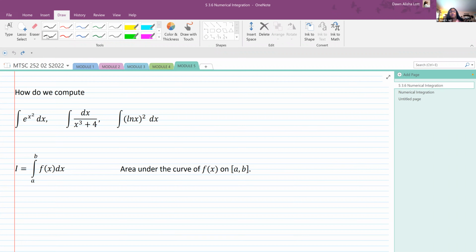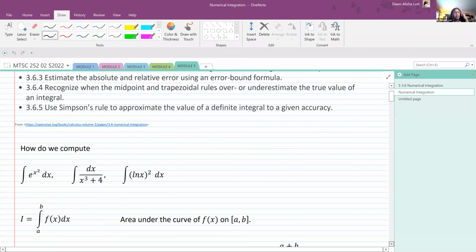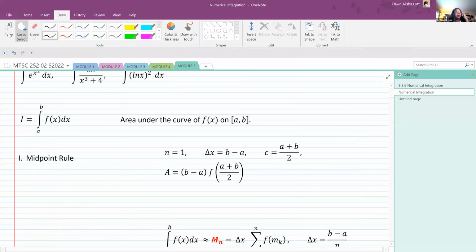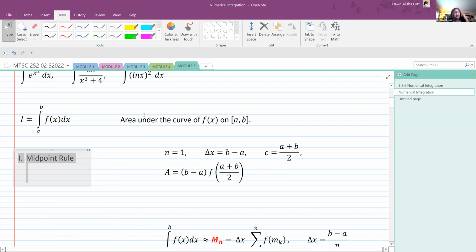And we can do them provided we're looking at what we call a definite integral. A definite integral is the integral on a finite interval. Basically, the integral from a to b of f of x dx is literally just the area under the curve of f of x on the interval ab. So the first method we are going to use is the midpoint rule. Okay, so here's the midpoint rule.